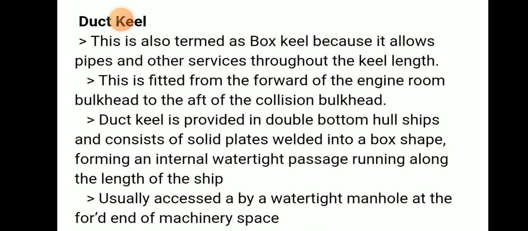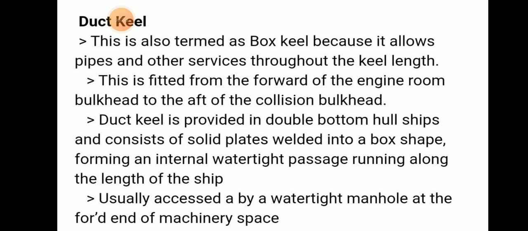Duct keel is provided in double hull ships and consists of solid plates welded into a box shape, forming an internal watertight passage running along the length of the ship. So it is mostly seen in double hull ships. The internal passage will be there throughout the length of the ship, and it is usually accessed by a watertight manhole at the forward end of the machinery space.